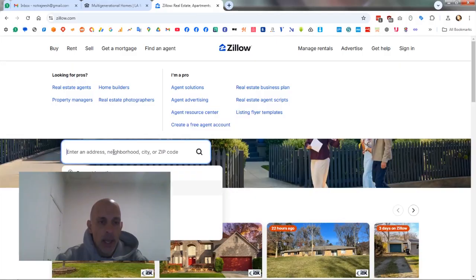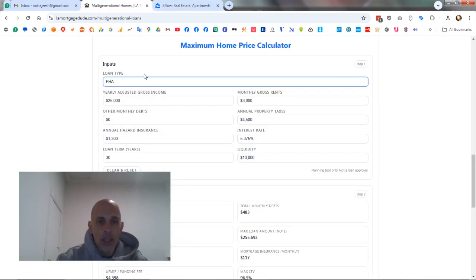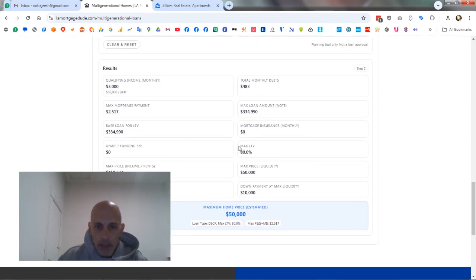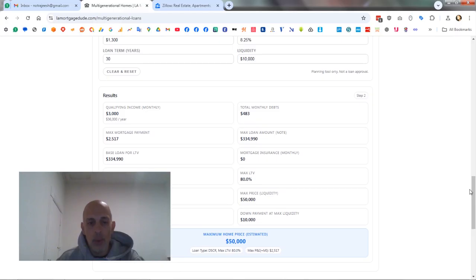So let's take a look at a hypothetical situation. First, let's just say you want to buy a rental. You do not want to live in it. So your minimum down payment is going to be roughly 20%, because as you can see here, maximum LTV is 80%. And that's for 1 to 4 units. If you're doing 5 units plus, your maximum LTV is 75%, which means your minimum down payment is 25% down.